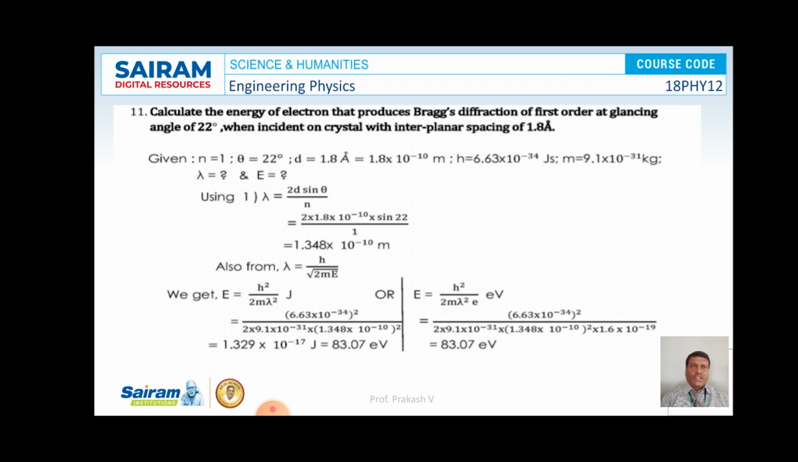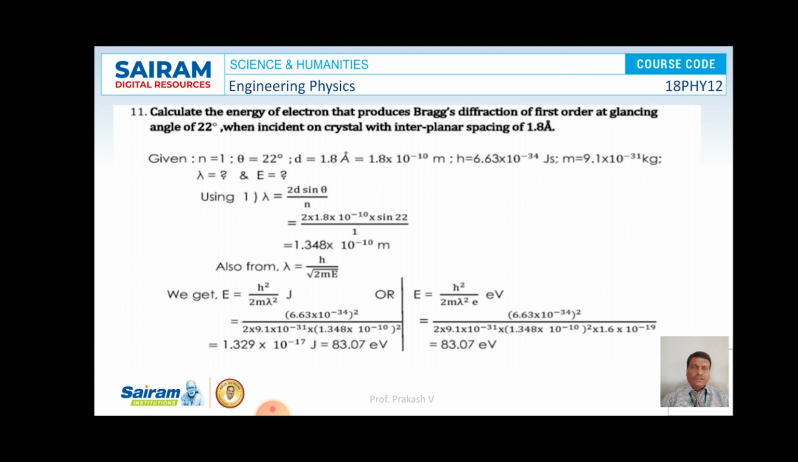So we know that from Bragg's relation, lambda is equal to 2d sin theta by n. So substitute the value of interplanar distance, theta and n here, that is 2 x 1.8 x 10^-10 x sin 22 degrees divided by 1. So on simplification, the value of lambda is equal to 1.348 x 10^-10 meter.